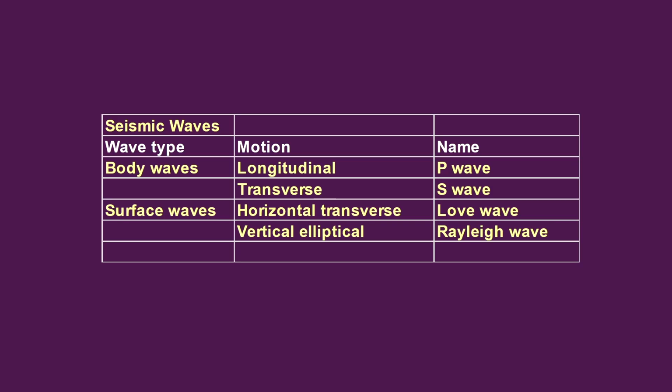Okay, so concisely, in a tabular form, we have given the seismic waves, body wave and surface wave, and their motion and names. Okay, so P waves are also termed longitudinal waves, then transverse waves, horizontal transverse, and vertical elliptical.